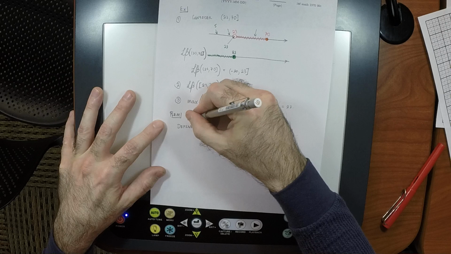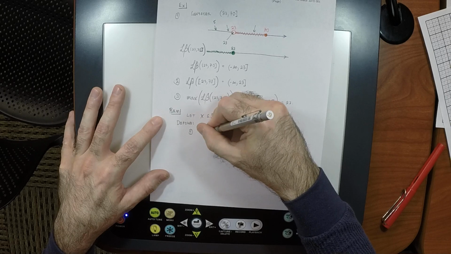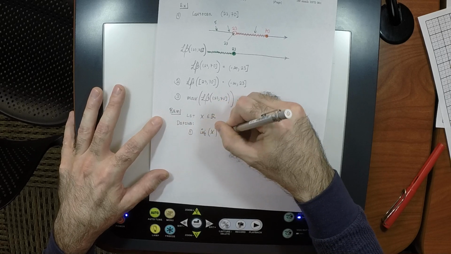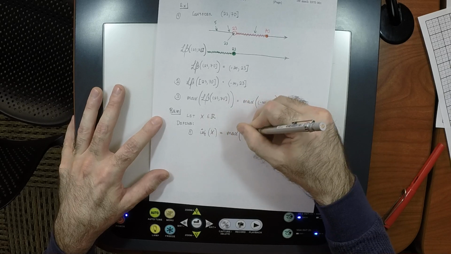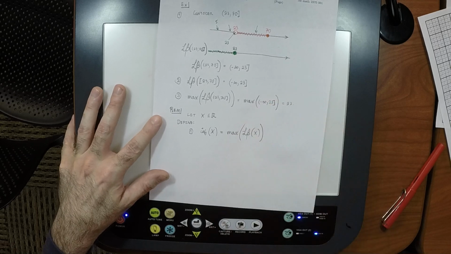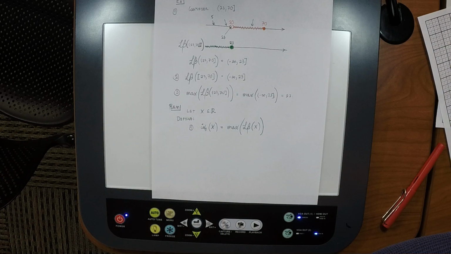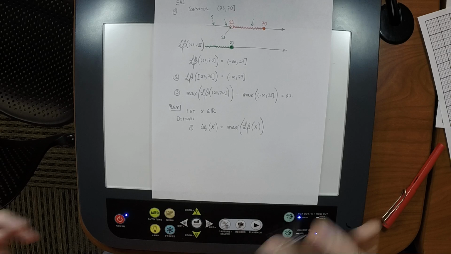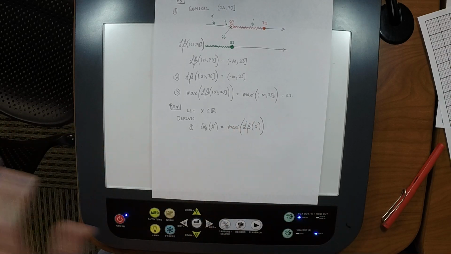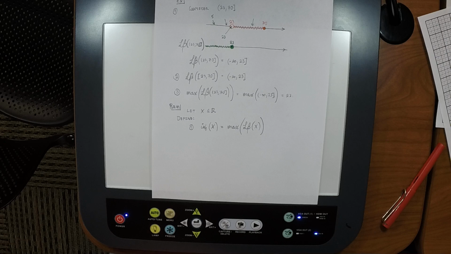So I'll say, in the first place, let X be a subset of the reals. Then the first definition is that the infimum of set X is the maximum of the set of all lower bounds of set X. Now you have to be a little bit careful, because is maximum defined in all cases? Not is the maximum of this defined, but rather is maximum defined for every conceivable set? It's not. Therefore, you should not generally expect that infimum is defined for every conceivable set. And we'll think about that in a moment.